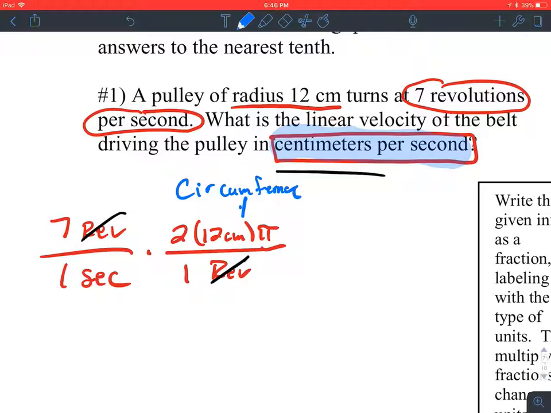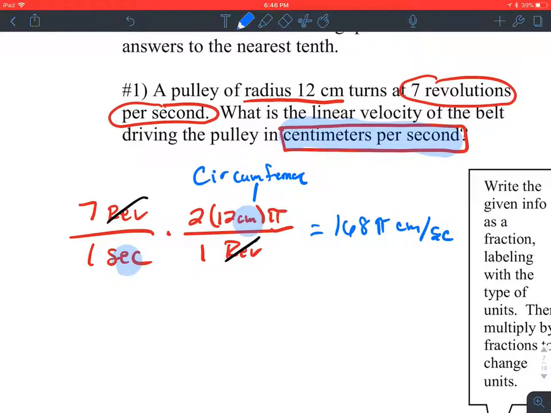In your notes, note that that's a circumference, because you're going to look at your notes later and not know what that is. When you put a number into this, you must label that number. In this case, it's in centimeters. Since the revolutions canceled, our units now are centimeters per second, which is what the directions told us to do. How convenient. 7 times 2 times 12 is 168 times pi. Our units are centimeters per second.